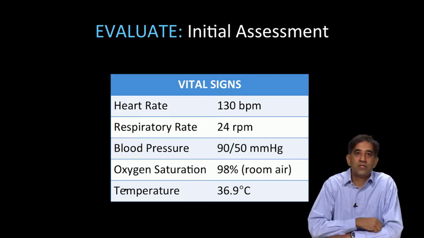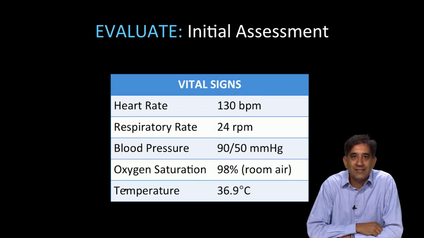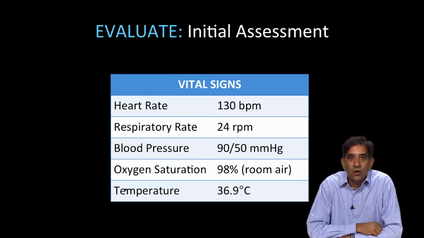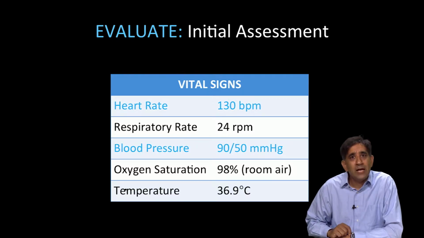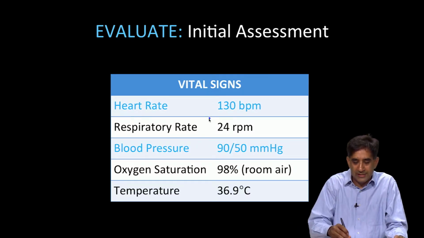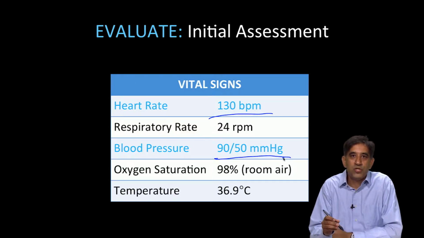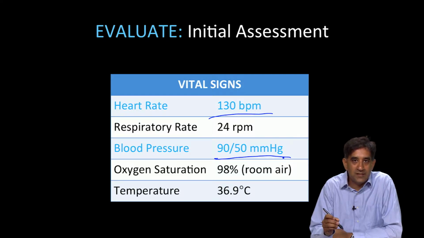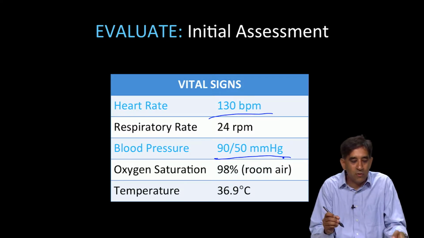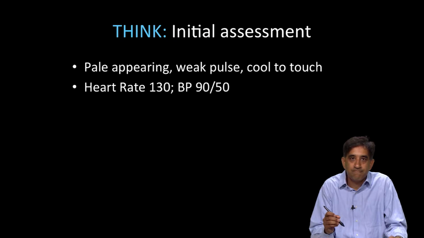The next thing that we're going to do in the care of this patient is get her vital signs. And as you can see, her heart rate is 130, her respiratory rate is 24, her blood pressure is 90/50, her oxygen saturation is 98%, and her temperature is 36.9 degrees Celsius. And again, of concern is her heart rate, which as you can see is elevated at 130, and her blood pressure, which is low at 90/50. And so these are two vital signs that are abnormal and are reasons for concern.